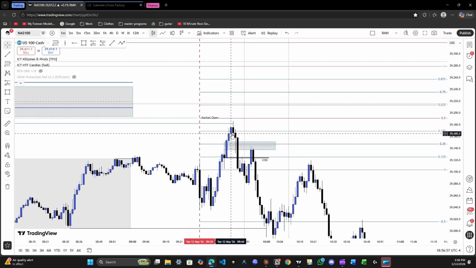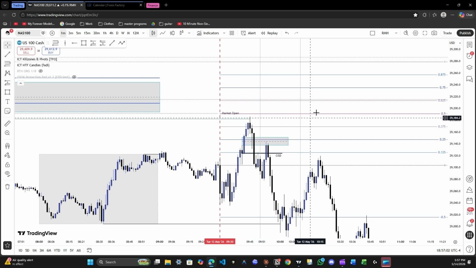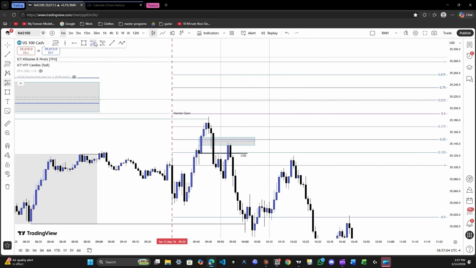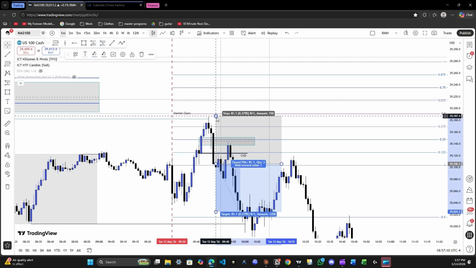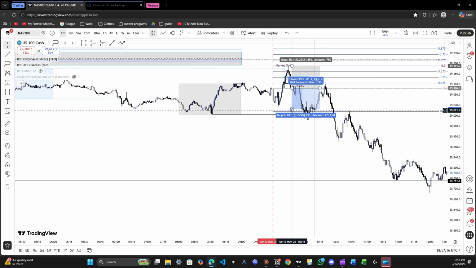If it does close through it, then my bias for bearish was wrong for the day and I don't trade. As you can see, we're respecting this. So I'm more than comfortable to take a short position off of this change in state, the candle closure here. So we enter on the open of the next candle, put our stop slightly above the high. I would put it at the 0.5 level. Then we target that liquidity that I marked down below.